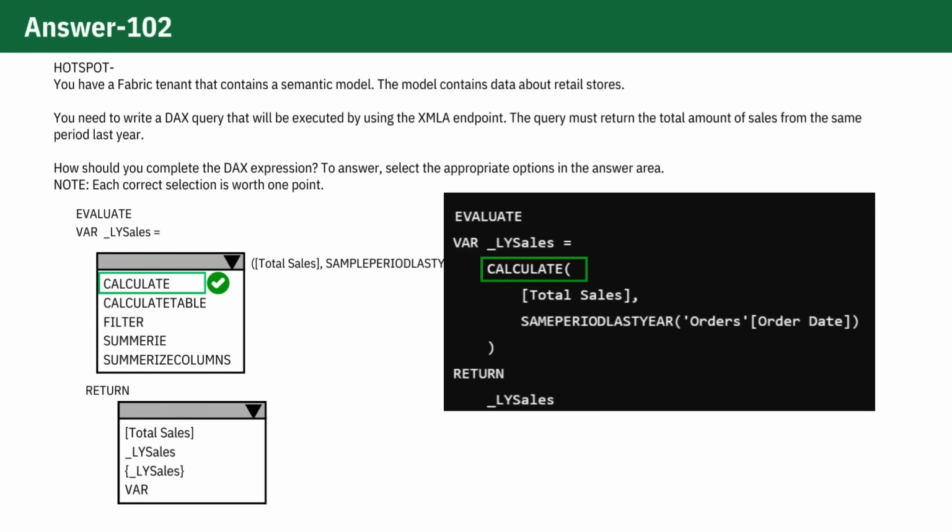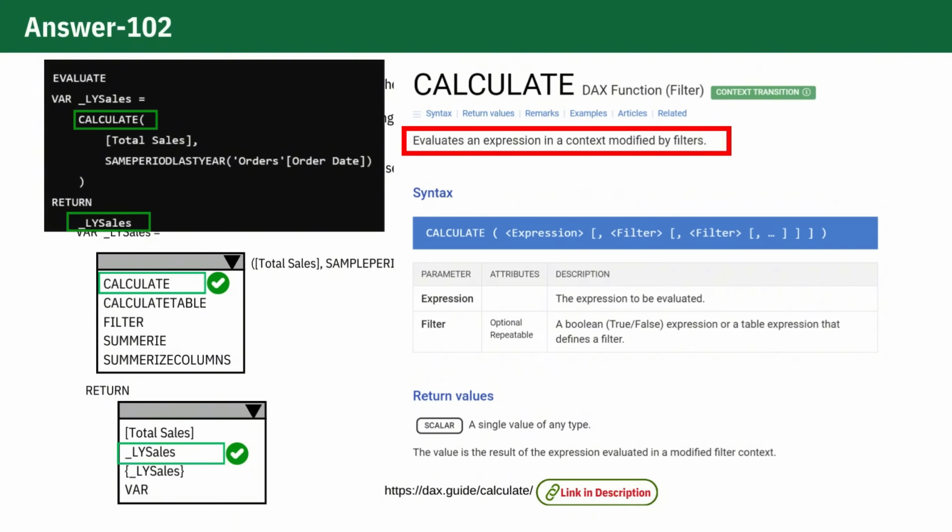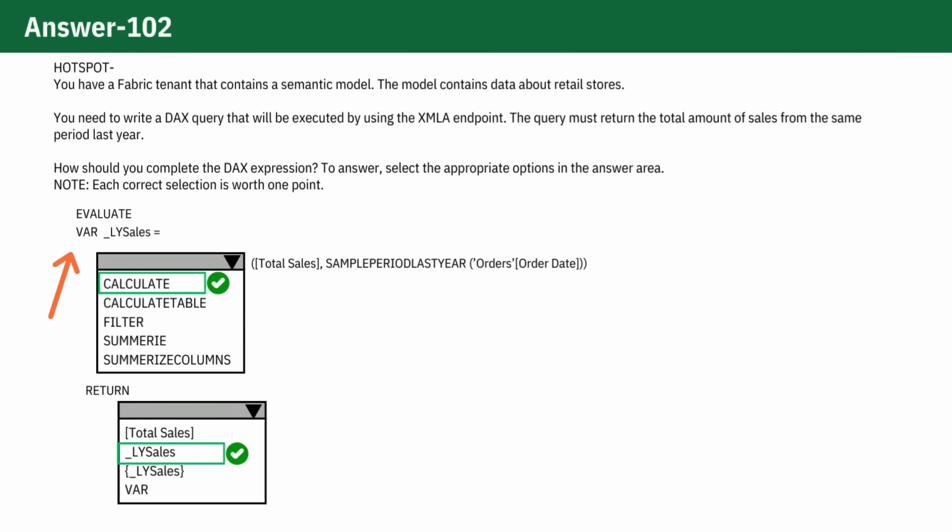The correct answer for the first drop-down is CALCULATE, and the second drop-down is _LYSales. The CALCULATE function is used to modify the filter context of a calculation, allowing you to evaluate an expression under a specific set of conditions. In this case, it's used to calculate the total sales for the same period last year, which is exactly what you need. _LYSales is the variable that stores the calculated value of total sales for the same period last year. Returning _LYSales at the end ensures that the calculated result is output by the query.